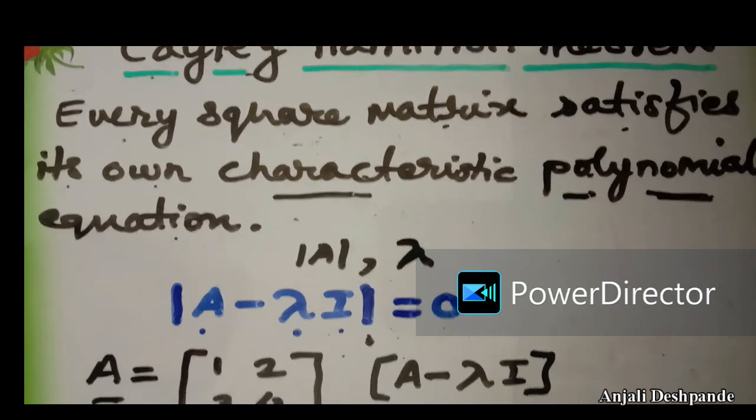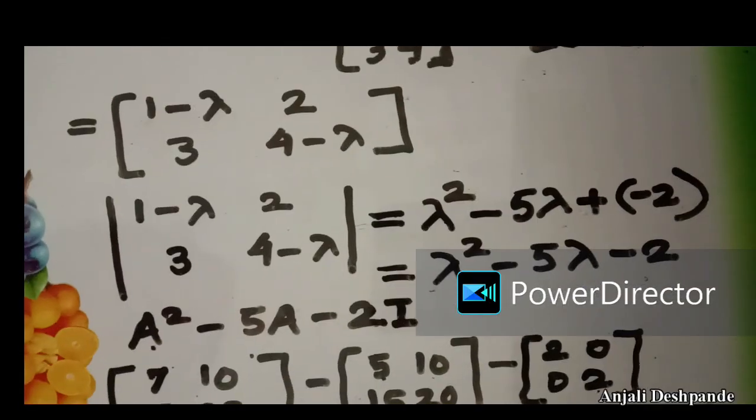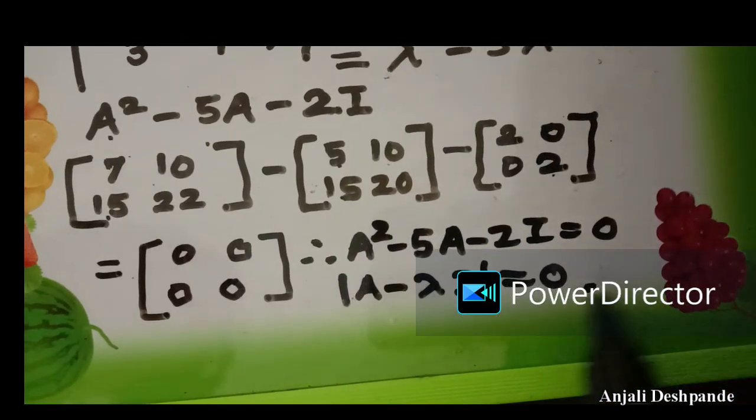So we just saw an example where we have proved the Cayley Hamilton theorem, right? So hope you have understood.